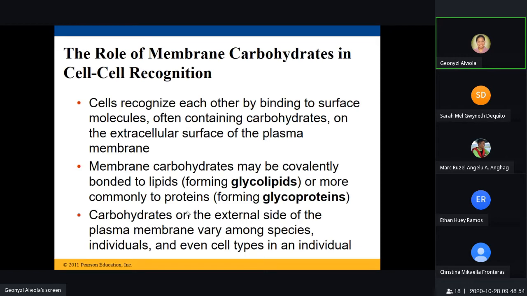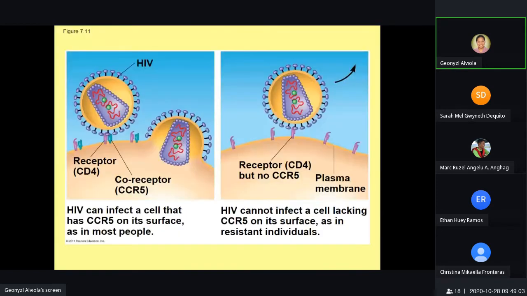So carbohydrates on the external side of the plasma membrane may vary among species, individuals, and even cell types in an individual. So, mao ni nganong daghan ma-infect sa HIV. So this is one example. HIV can infect a cell that has CCR5 on its surface as most people do. Okay. Sa membrane ng maraming tao, we have this type of receptor. Kumbaga, one example siya ng type of glycoprotein sa atin.